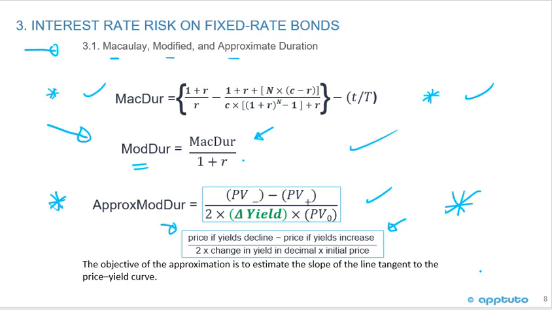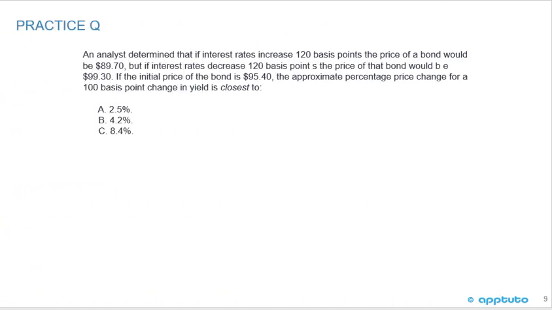And what it says here, the objective of the approximation is to estimate the slope of the line tangent to the price yield curve. And we saw that in the previous graph. We didn't talk about it a lot, but there's a slope of a line that's tangent to the price yield curve. The best way to get on top of the duration questions is just to practice. Do as many practice questions as possible. So that's what we're going to do.